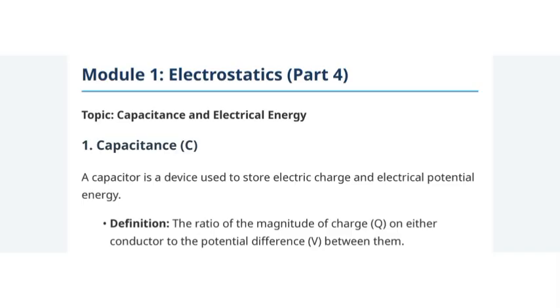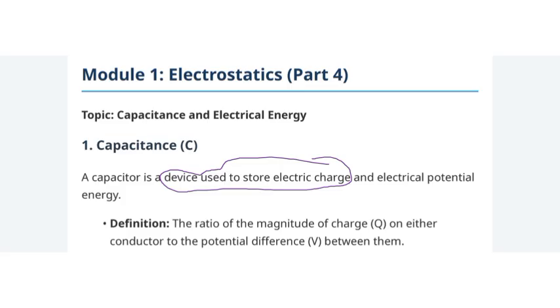All right, so this is going to be the last part in the electrostatics lesson series, and this part we will be looking at capacitance and electric energy. So basically, what is capacitance? One thing to take note of is that a capacitor, firstly, is a device used to store electric charge. So that can be another question: a device used to store electric charge is known as what? A capacitor. And then the electric potential energy.